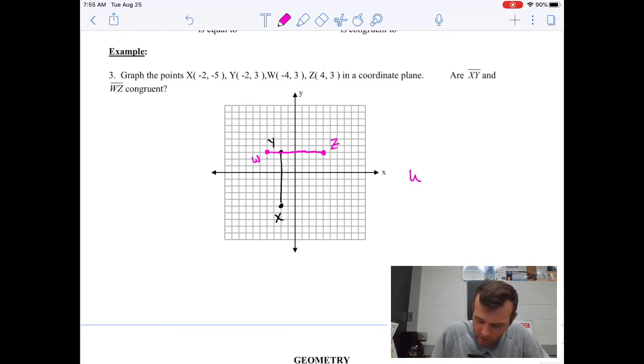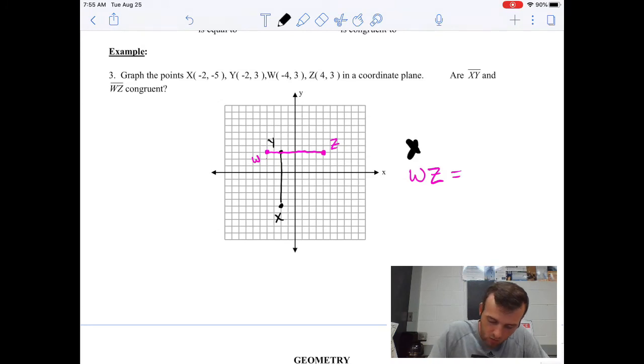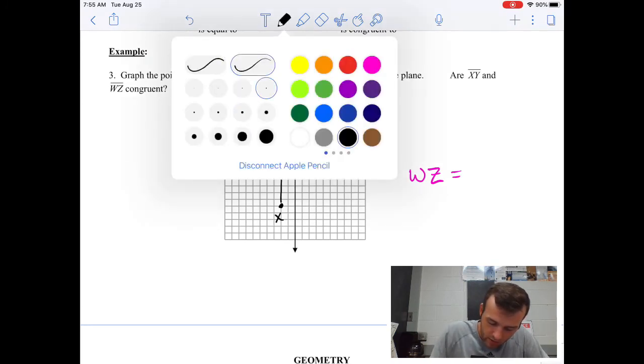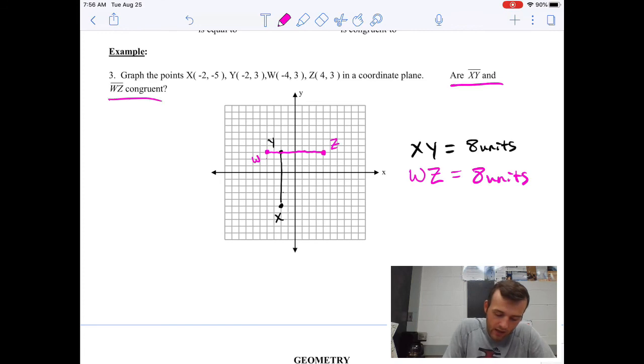So over here to the side, we have WZ, or I should say, the distance from W to Z. And then we're also going to take a look at the distance XY. Okay, so with this, because one is vertical and one is horizontal, we'll just be able to count the distance here. So for XY, I'm getting 1, 2, 3, 4, 5, 6, 7, 8. So I'm getting 8 units. And for WZ, I'm getting 1, 2, 3, 4, 5, 6, 7, 8. 8 units as well. The question was, are XY and WZ congruent?